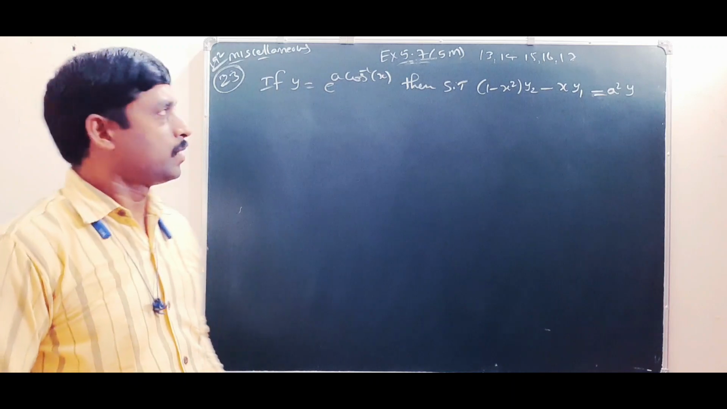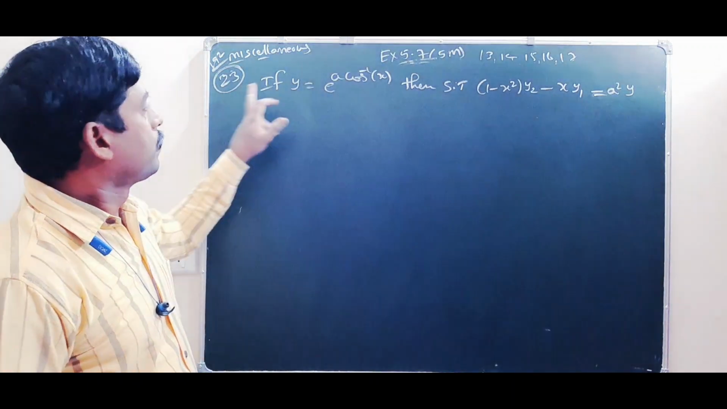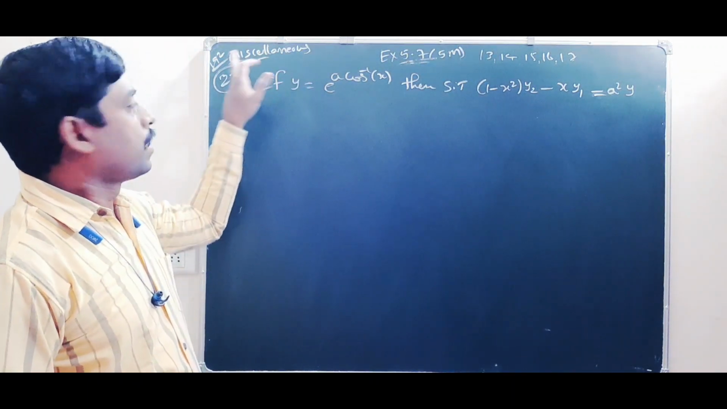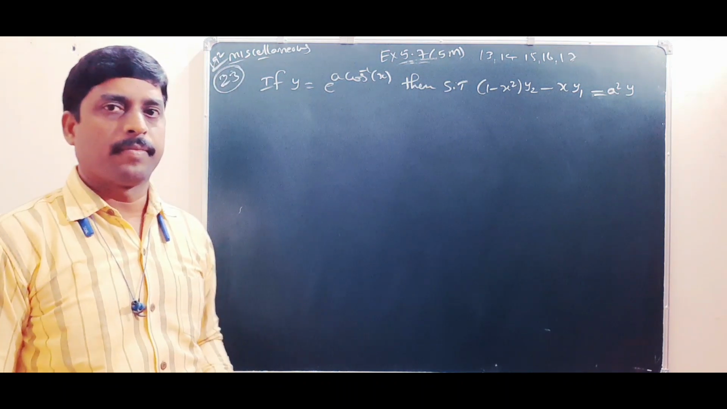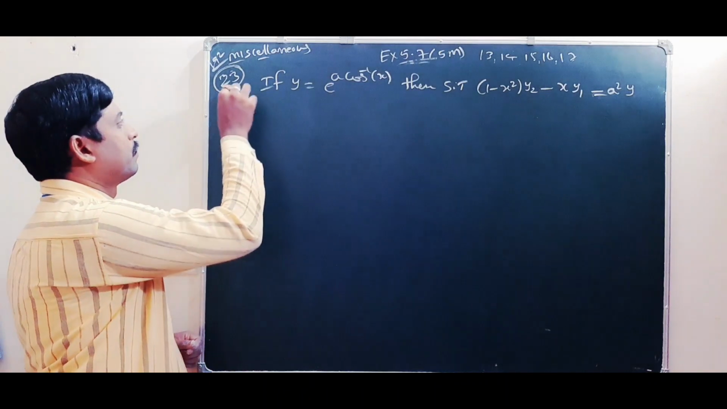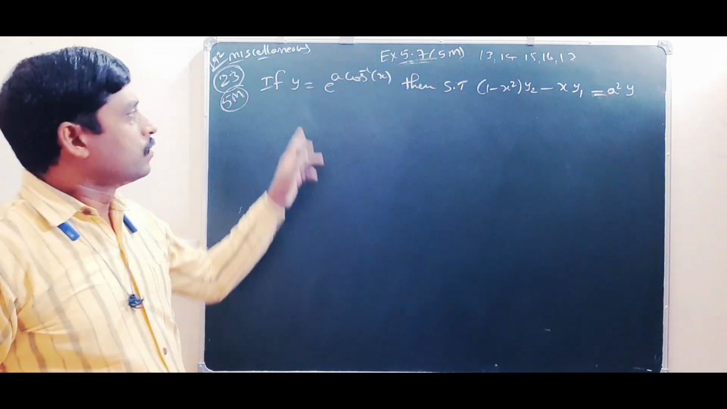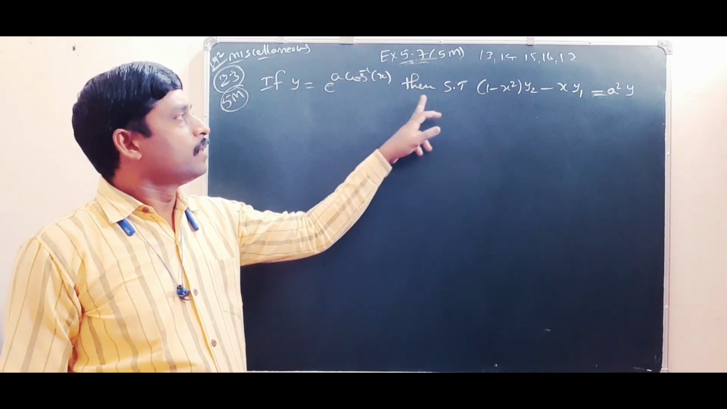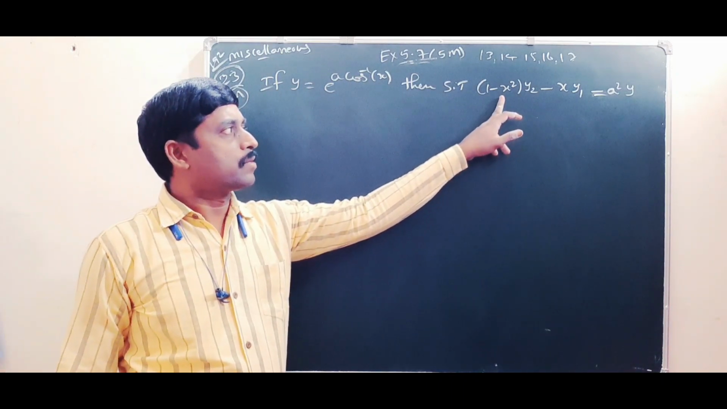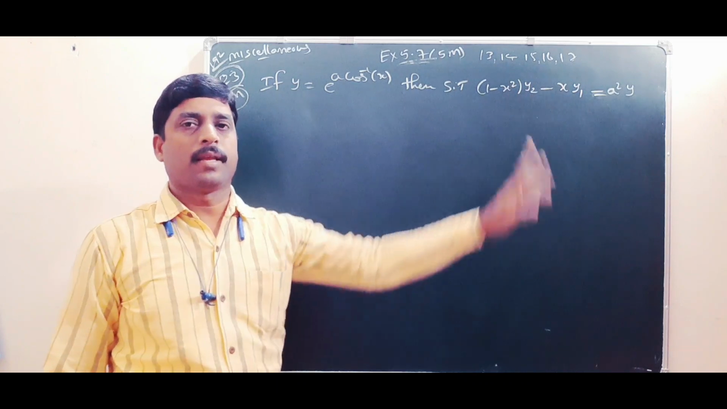Okay, moving on, next question. This is from exercise 19.2, page number, question number 23. Okay, this is most important for 5 marks. So y is equal to e to the power a cos inverse x. Then show that 1 minus x square into y2 minus xy1 equal to a square y.